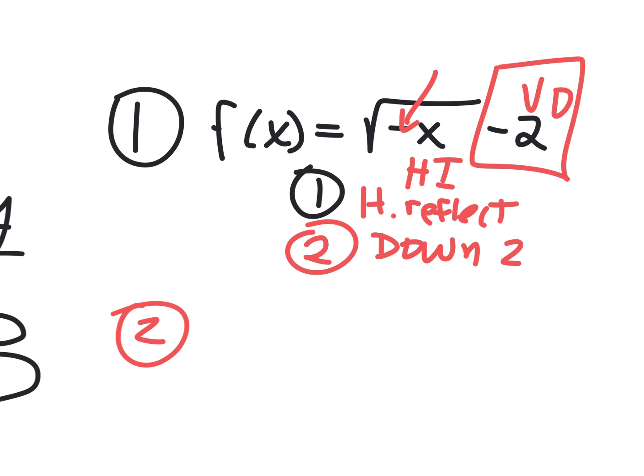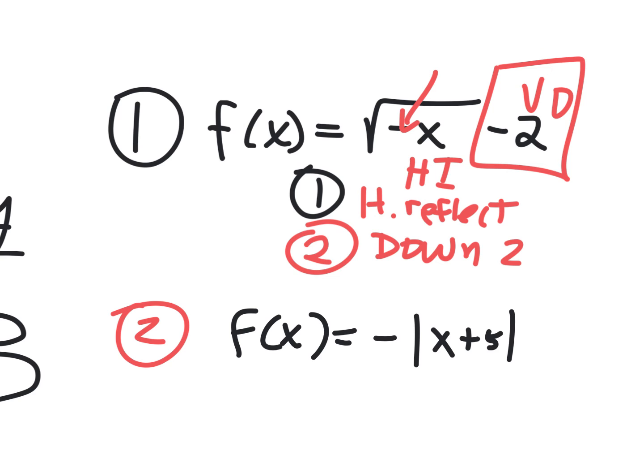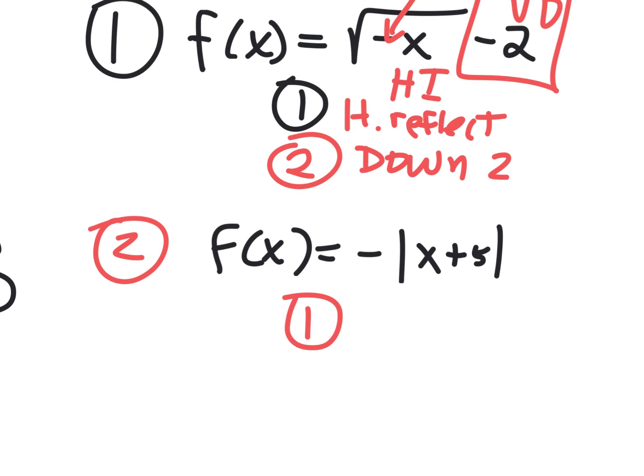Megan Peterson, would you please read me number 2? F of x equals negative absolute value of x plus 5. Cool. Well, there's 2 things going on. I always say start on the inside. So Megan, what do you say that plus 5 is doing? Move left 5 is correct.